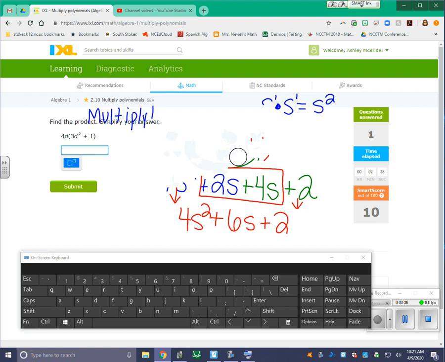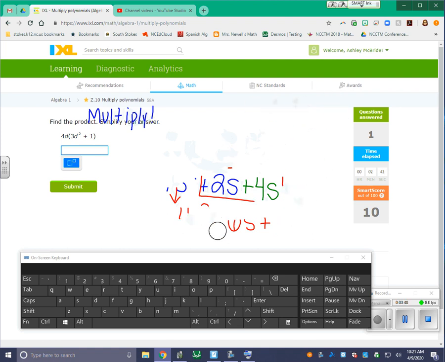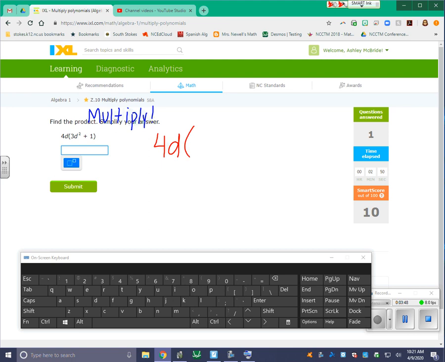So that one was lobster. All of these are lobster problems. You're just going to make sure you distribute, so you're multiplying. So the second one, 4d times 3d squared plus 1. Well, it's half a lobster because 4d is missing the second part. So this one's a little easier. It's half a lobster. So we're going to distribute.